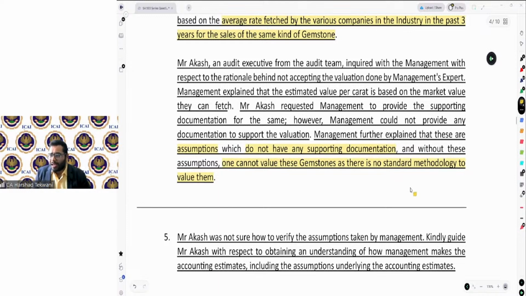What would you do in the current scenario? Would you test the assumptions or would you not, because there is no supporting available?